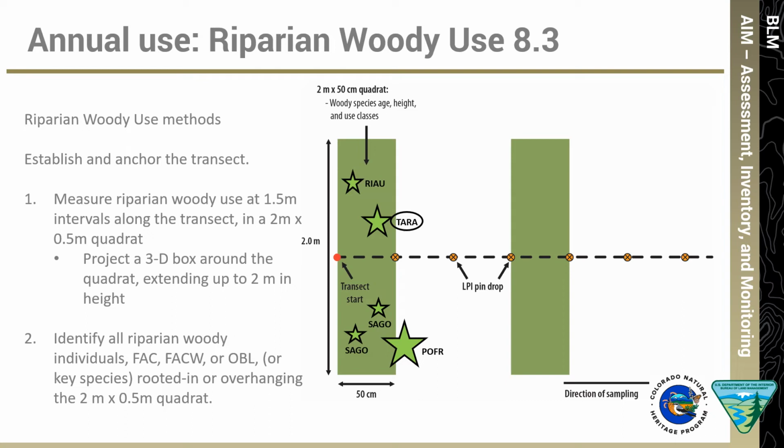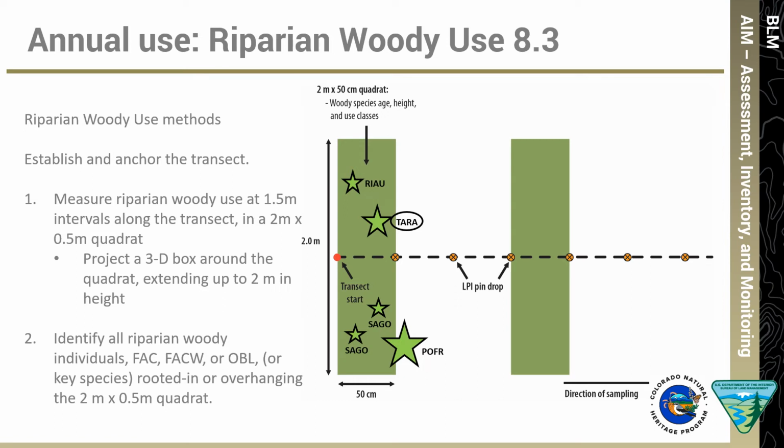Step 2 is to identify all riparian woody individuals rooted in or overhanging the 2 meter by half meter quadrat. In this protocol, the default is to measure only riparian individuals for woody use, so only individuals that are designated as FAC, FAC-wet, or obligate wetland species. Riparian woody use may be measured on specific woody key species that are identified by the monitoring objectives of a site or project. Make sure to check with your project lead to determine whether riparian woody use will be measured on riparian species or specific key species.